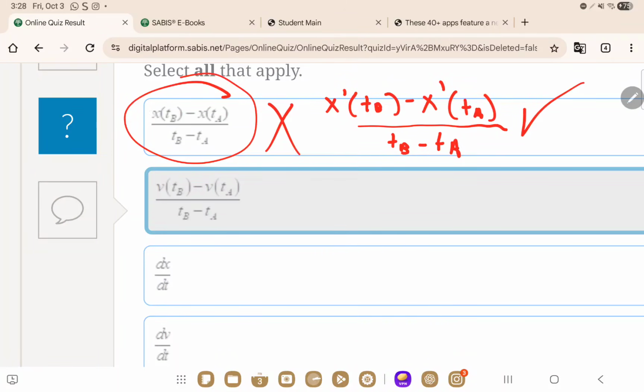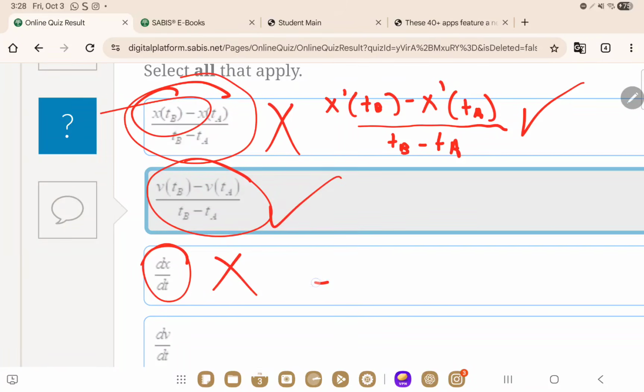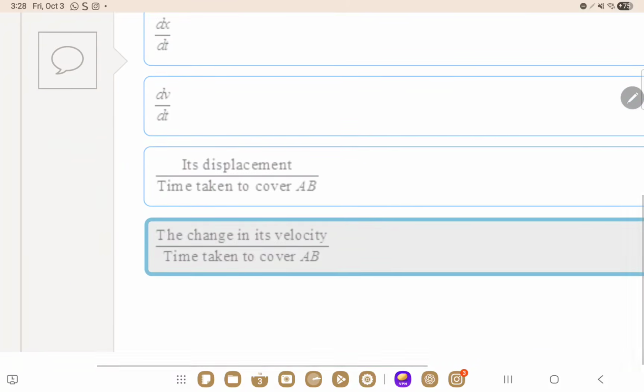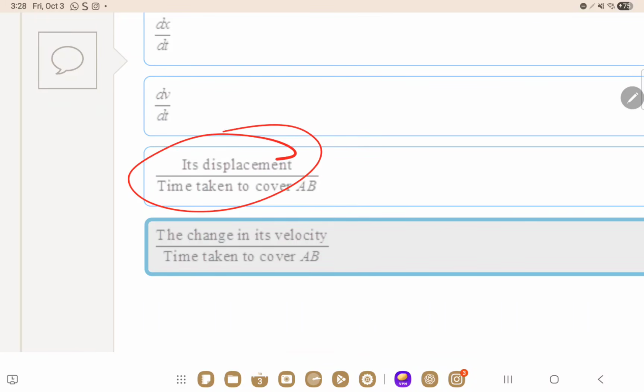This is correct, this is wrong, because they only wrote position. This is how you'd find the average velocity, not the average acceleration. This is average acceleration, this is just velocity, and this is instantaneous acceleration, not average. By the way, we write average as a bar over it, but this is just acceleration. Displacement over the time taken is average velocity, and this is average acceleration.